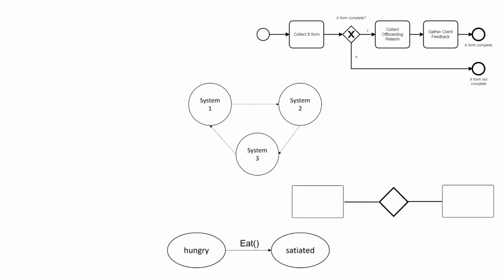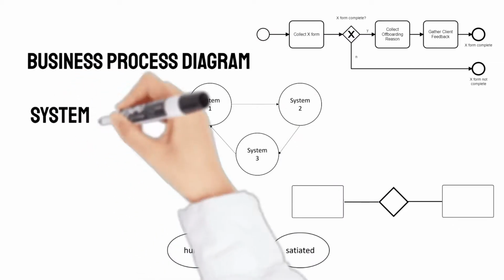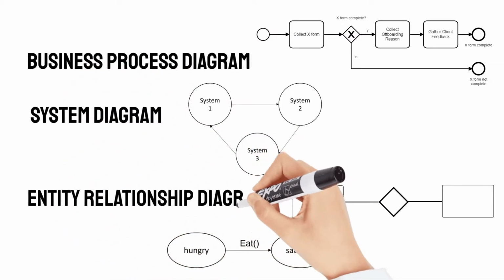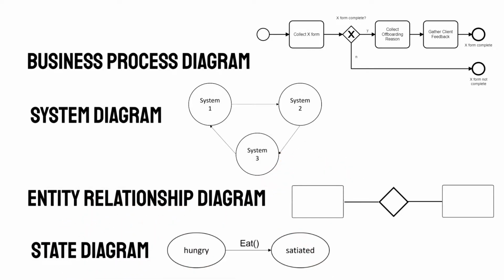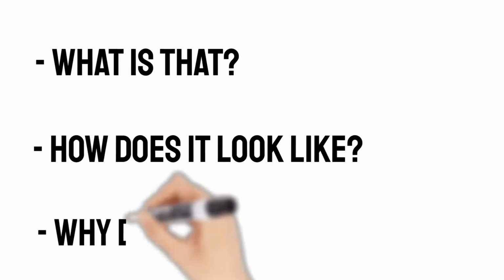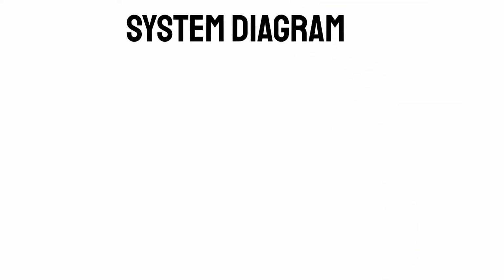These are the most important diagrams every business analyst must know. The business process diagram, the system diagram, the entity relationship diagram or class diagram, and the state diagram. For each of those 4 diagrams, I will explain what it concretely is, how it looks like, and why you need to know this diagram.